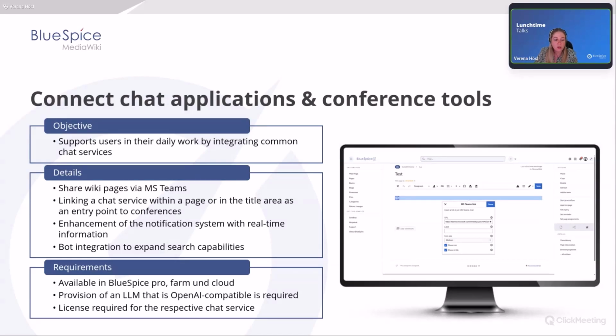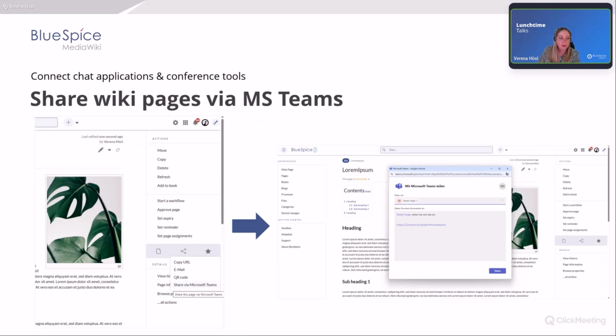I just wanted to point out the requirements again. So you would need the BlueSpice Pro Form or Cloud Edition to use these features. In addition, you also need to provide your own LLM that is OpenAI compatible. And also for using the chat service, you would need a license for the respective service you're using. That said, we take a look at the implementation about sharing wiki pages via MS Teams.